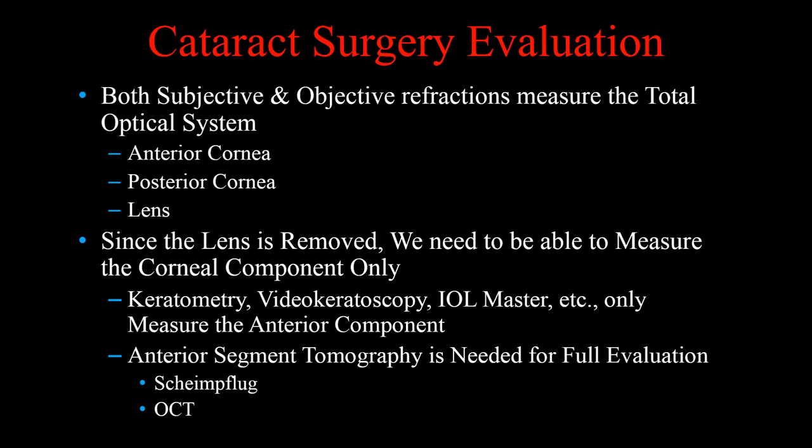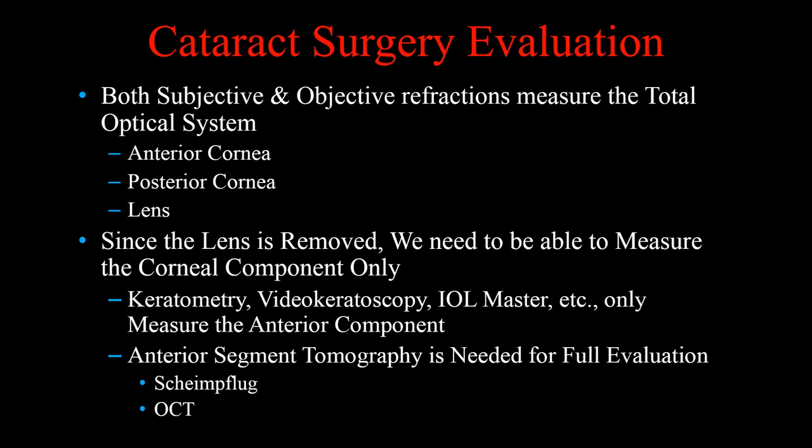So for cataract surgery evaluation, we do both subjective and objective refractions, but they measure the total optical system. It measures the anterior cornea, the posterior cornea, and the lens is cataractous. So again, we have no way to really know what the innate astigmatism of the system is. Since the lens is being removed, we need to be able to measure the corneal component only. And the older technologies, whether it was keratometry, video keratoscopy, the IOL master, at least the original IOL master, only measured the anterior component. So you really need anterior segment topography to determine a full evaluation.